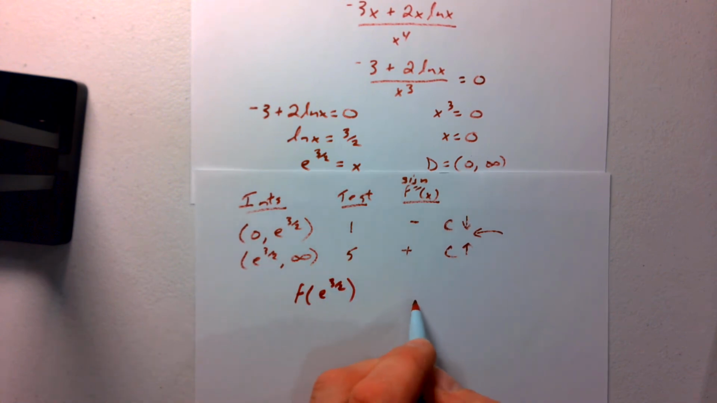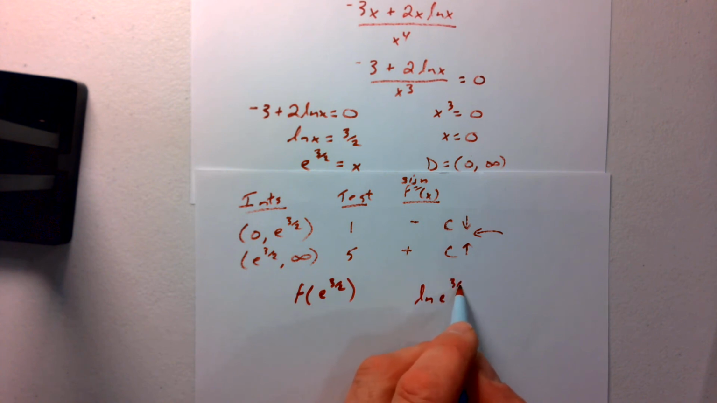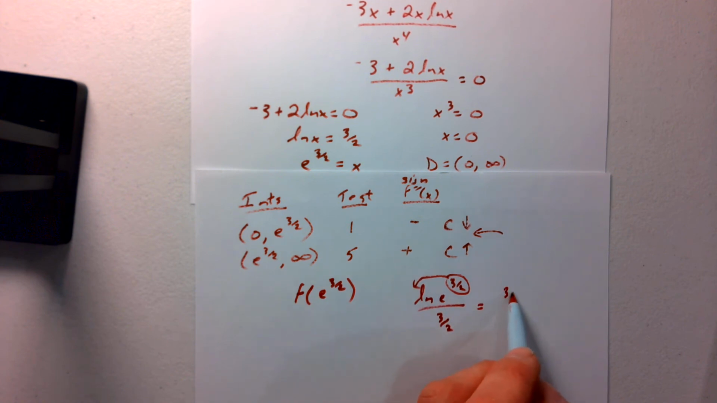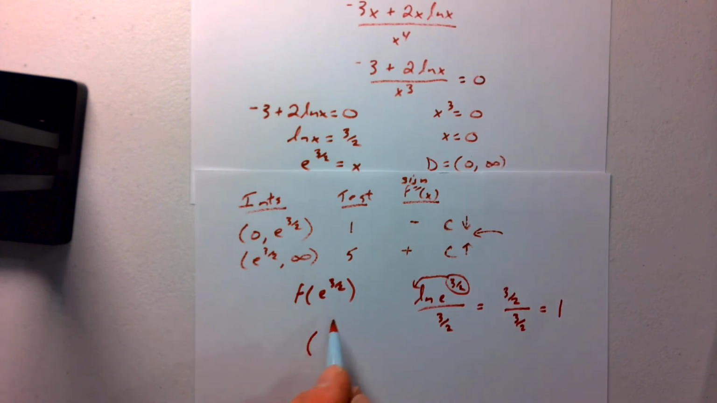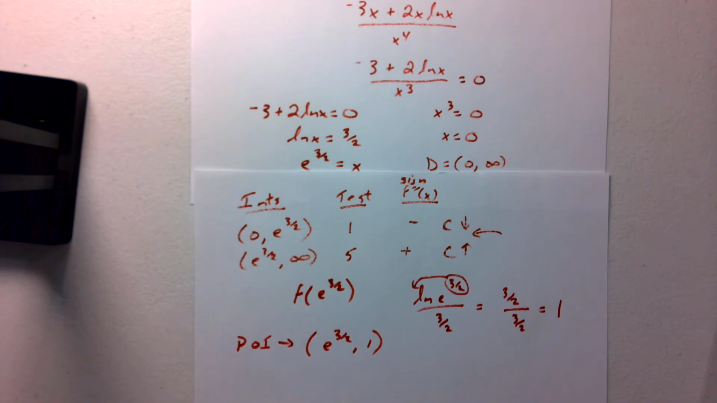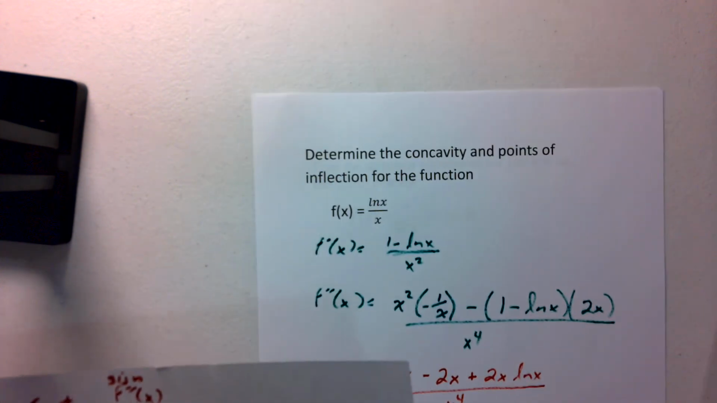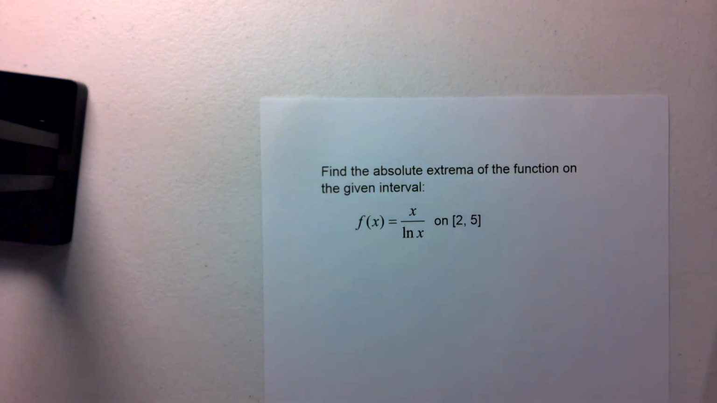So in this case, we have the natural log of e to the 3 halves over 3 halves. We can bring this 3 halves to the front. So we have 3 halves times the natural log of e, over 3 halves. Hey, 3 halves divided by 3 halves, that's 1, isn't it? So we do get a point of inflection, POI, at e to the 3 halves and 1. That's my point. All right, and then my very last thing I want to do is find our absolute extrema.